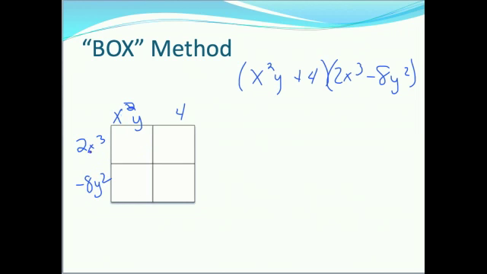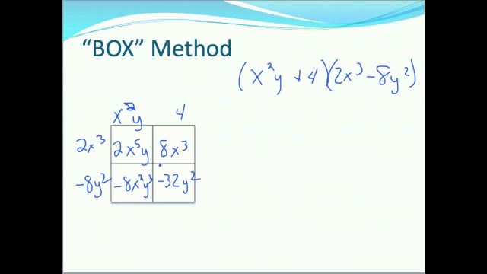Okay, so now this is going to give us 2x to the fifth y. This will give us 8x to the third. This will give us negative 8x squared y to the third. And this will give us negative 32y squared.